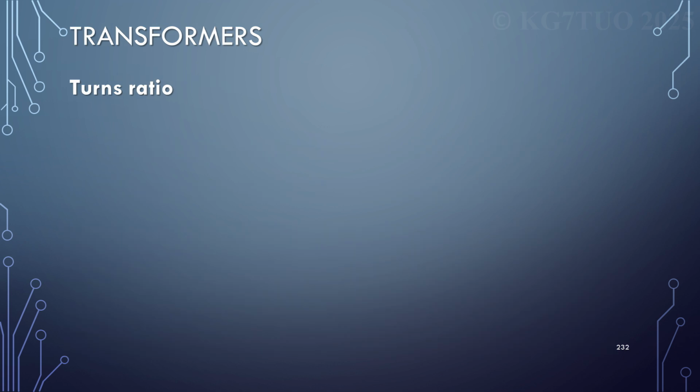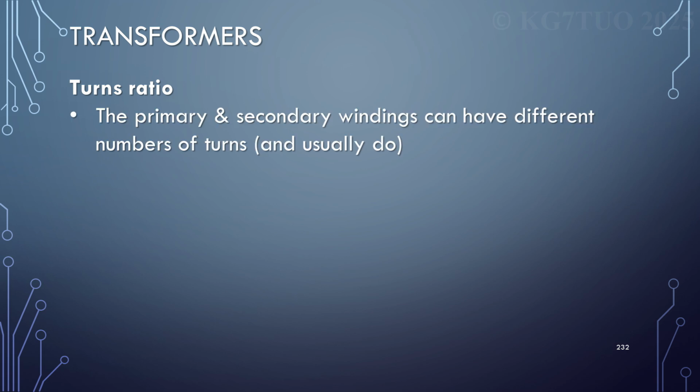Okay, transformers. We've talked about transformers a couple of times. Turns ratio. The primary and secondary windings can have different numbers of turns and usually do. So we talked about the primary and the secondary. The one where the power's coming in is the primary, and whatever is outputting is the secondary. And there can be more than one primary, more than one secondary. The primary and secondary windings can have different numbers of turns. So you can have 100 turns and 5 turns.